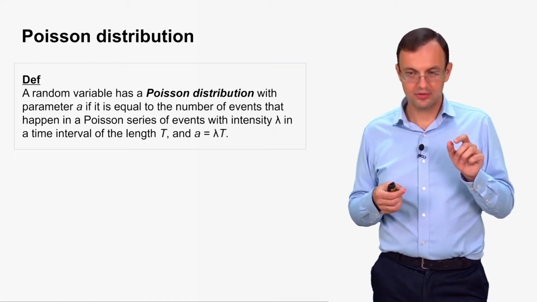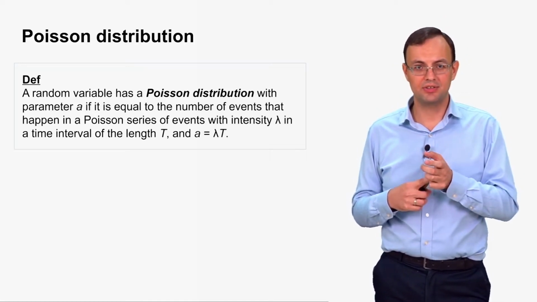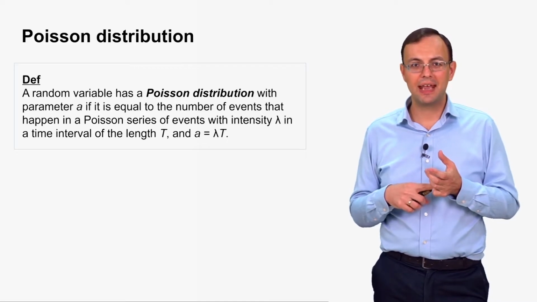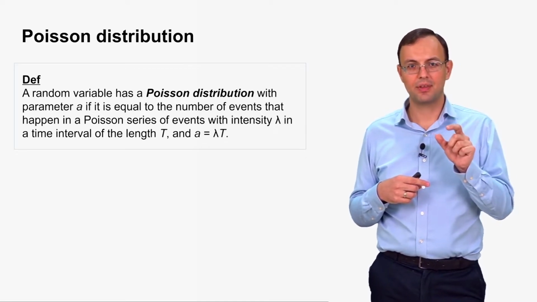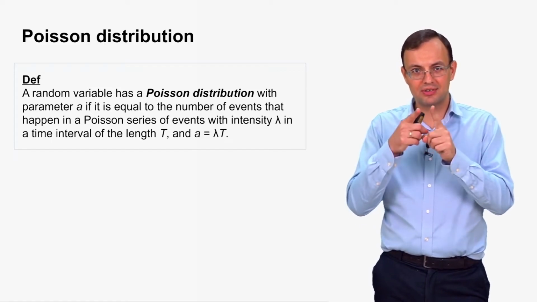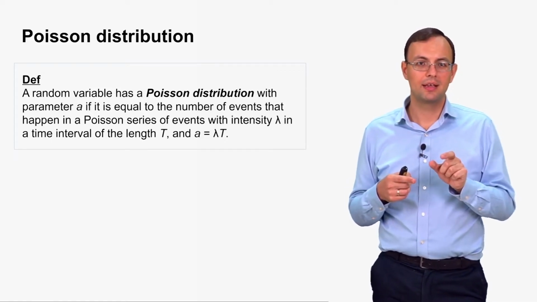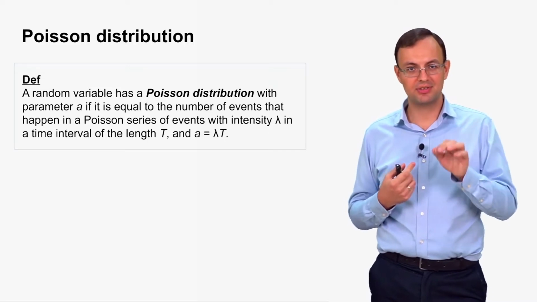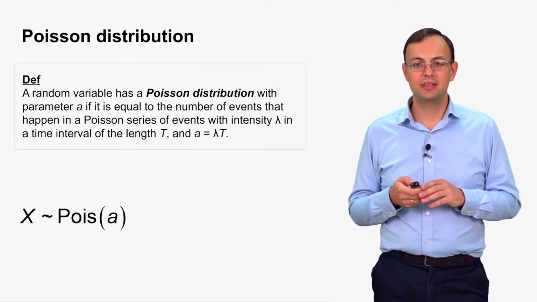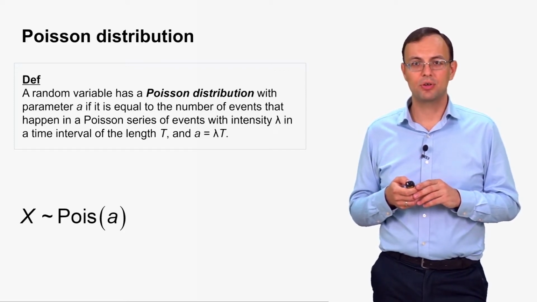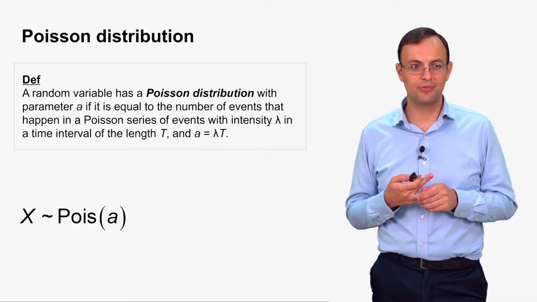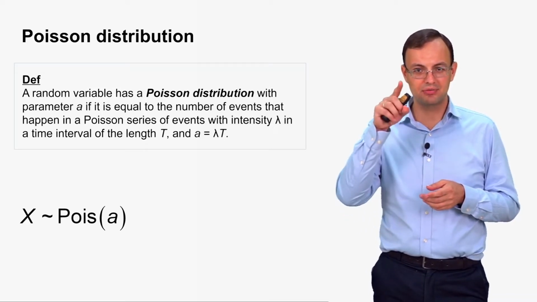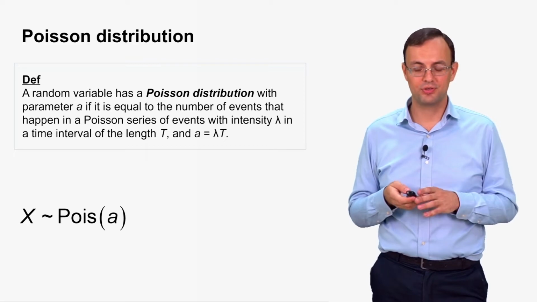So if you know the length of the time interval, and it is capital T, and if you know the intensity of the series, and it is lambda, then the number of events, random number of events happening during this interval T has Poisson distribution with parameter a equal to lambda times T. The most common symbol for Poisson distribution is the first 4 letters of Poisson's name, or in some textbooks they prefer capital Greek letter pi as a symbol for Poisson distribution.